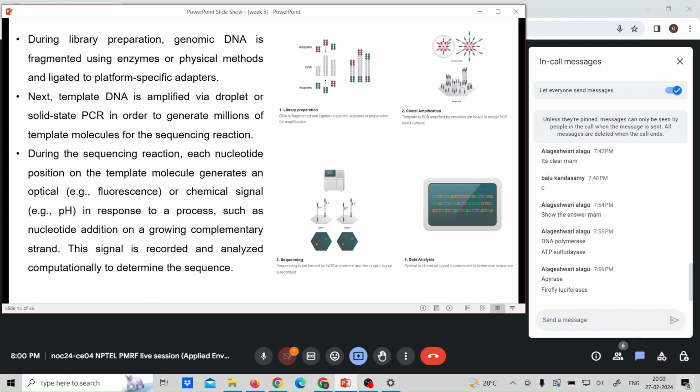Then what you do is you do the sequencing based on optical signals, for example fluorescence, or chemical signals, for example pH. For fluorescence, you have to remember Sanger sequencing, which uses optical or fluorescence signals, and for the chemical signals we have Ion Torrent sequencing, which uses pH.